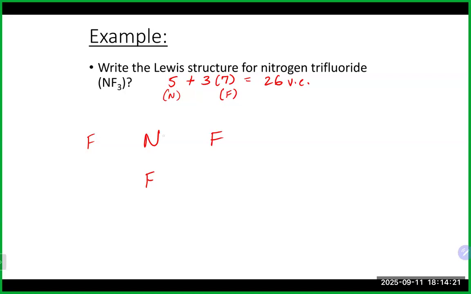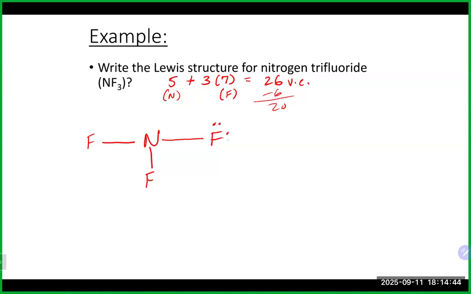I'm now going to make one single bond from the center atom to each of the outside atoms. That is 6 electrons. That's going to give me 20 more electrons left to go at this point, right? So those 20 electrons are going to fill up the outside atoms, again, as pairs of electron dots.